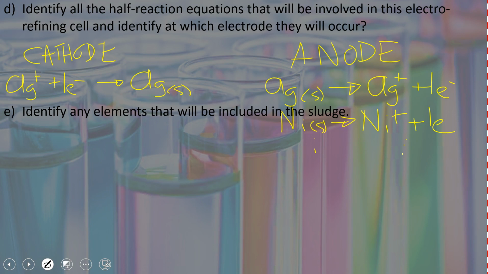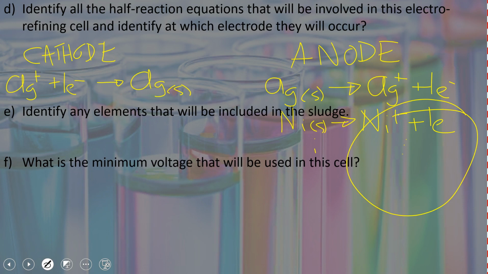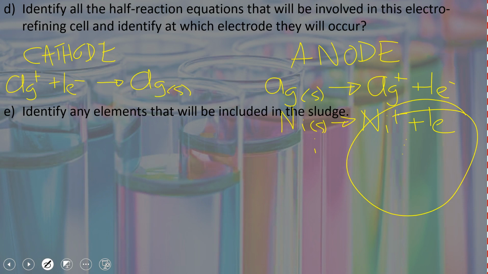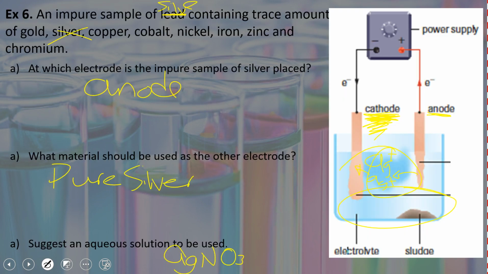Identify any elements that will be included in the sludge. So the sludge is going to be all of this stuff here, right? The nickel, the cobalt, the iron, the zinc, all of those things would be just sloughed off and hopefully not reactive. So it'd be solid into an ion, for all of the stuff. Yeah, they would eventually just end up precipitating out in the bottom, like you can see there.